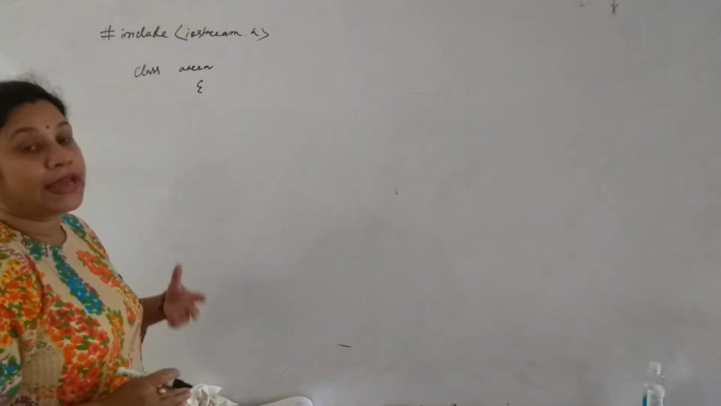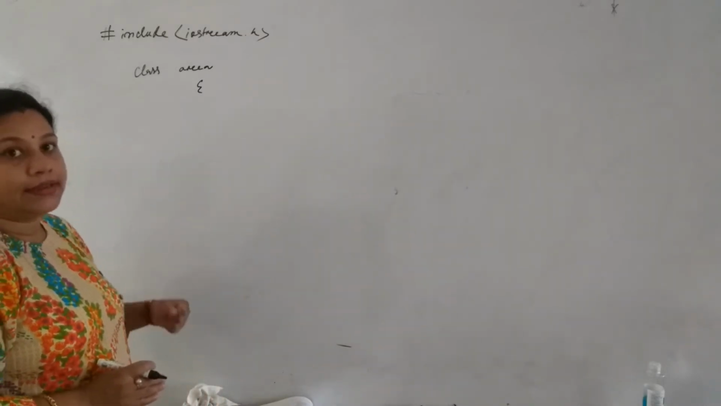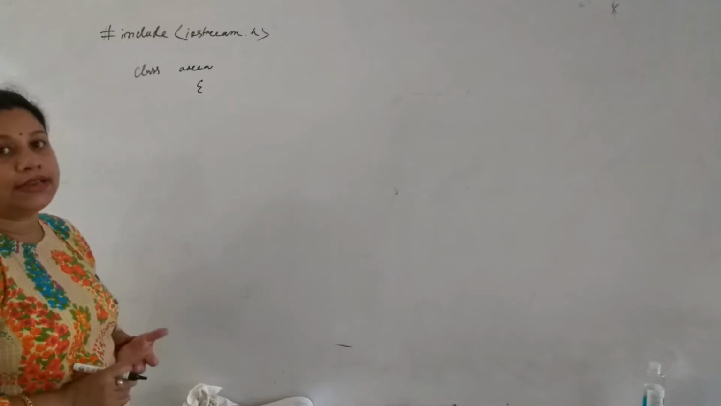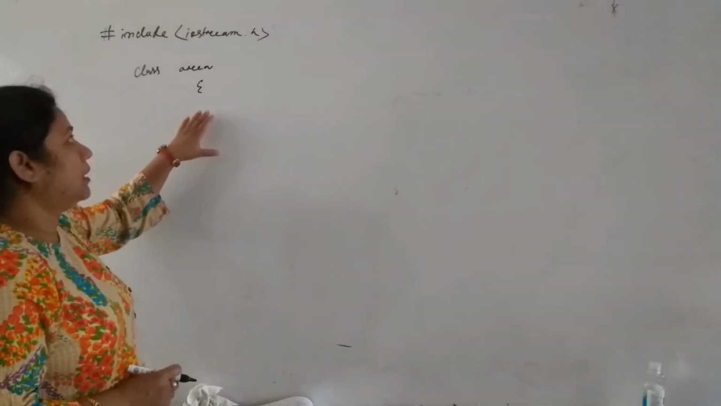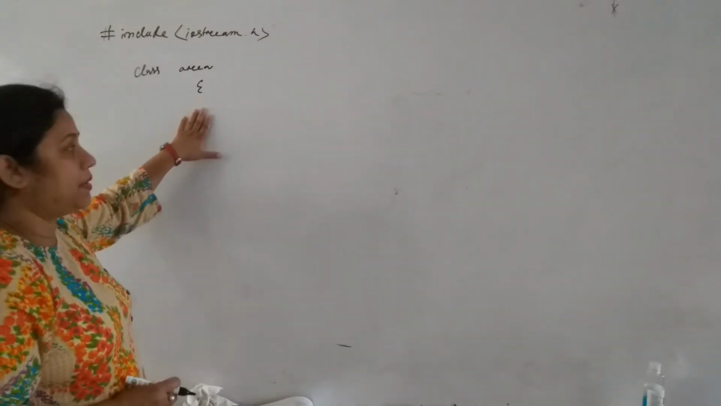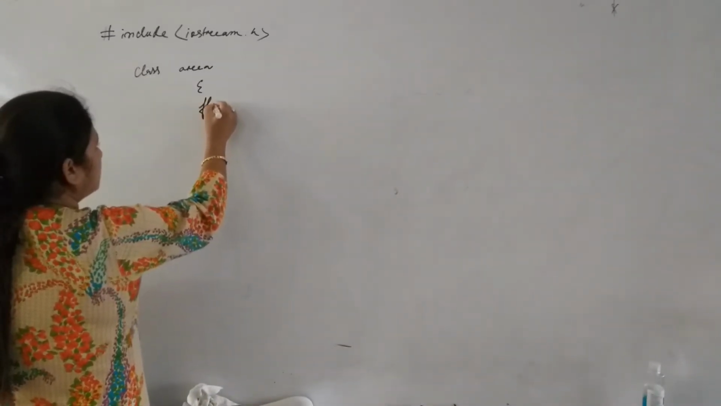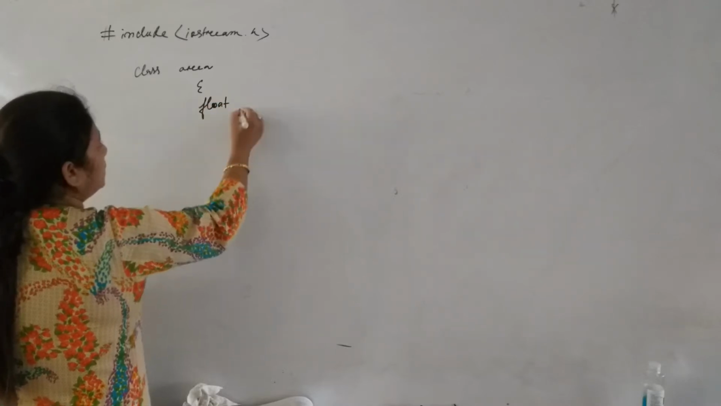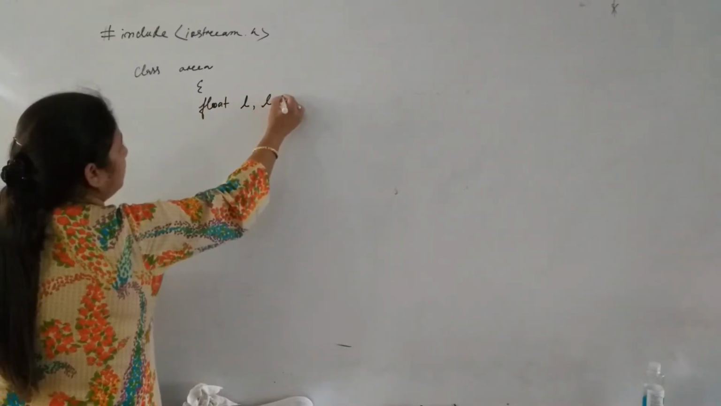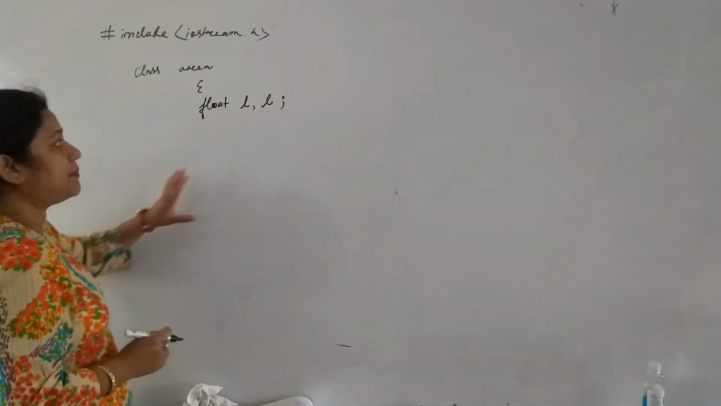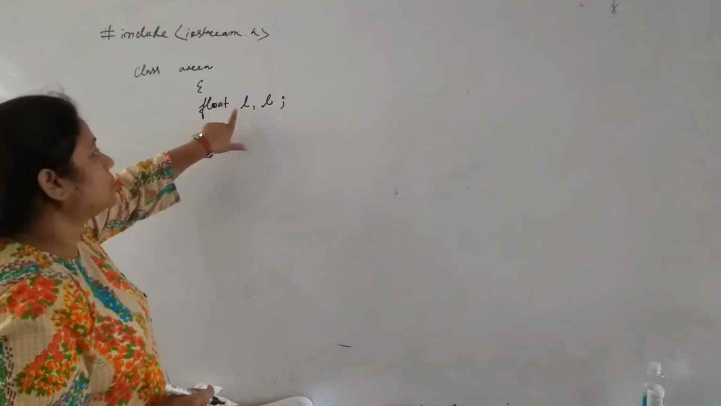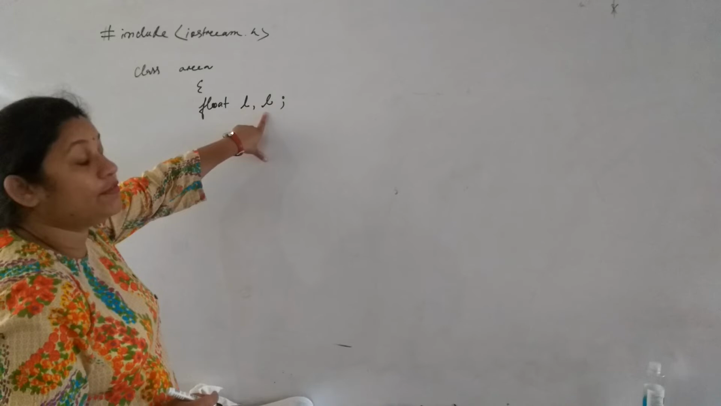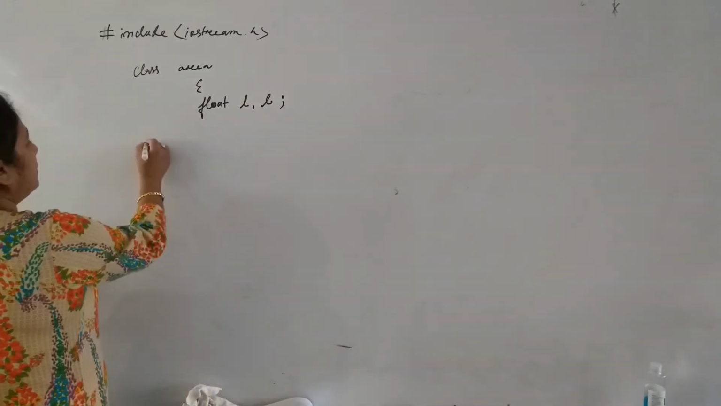Now, what I want is to calculate the area of a rectangle. What is the formula of area of a rectangle? That is area is equal to length and breadth. Okay, so here I am going to declare the data members. So here float L for the length and B for the breadth. So I declare two data members for the class area with float type. Okay, so that is L for length, B for breadth. After that, public.